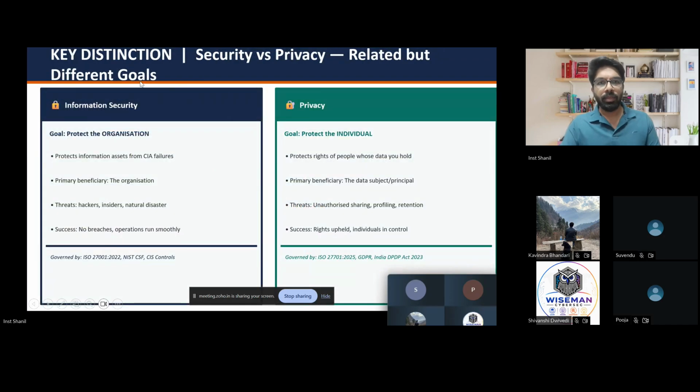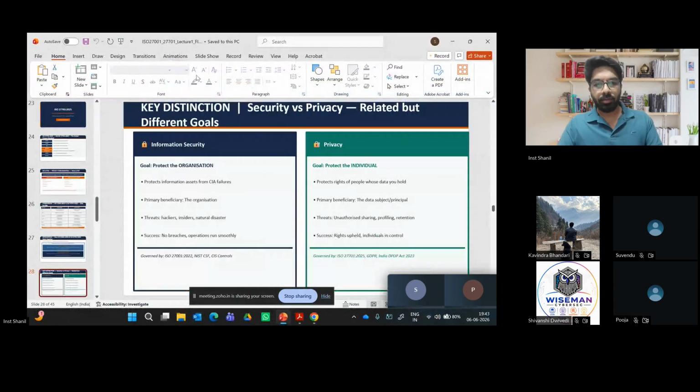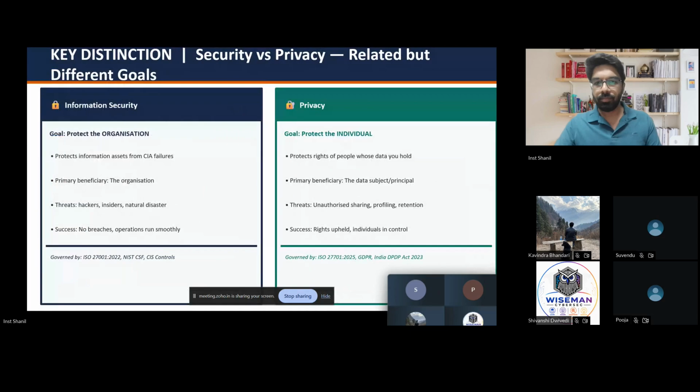Key distinction: security versus privacy. It is related, but it has different goals. So again, we are talking about information security and privacy. What is the goal of information security? It is to protect the organization. How can it be done? It can be done by protecting information assets from confidentiality, integrity, or availability failures.